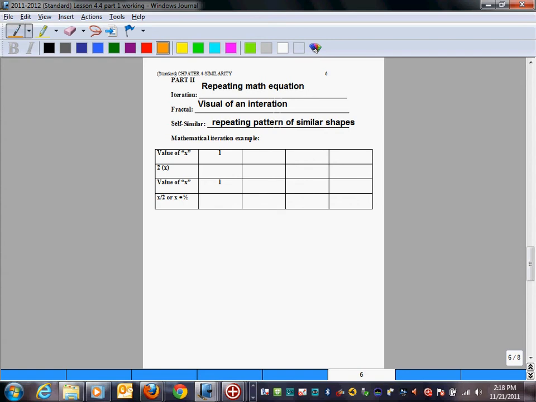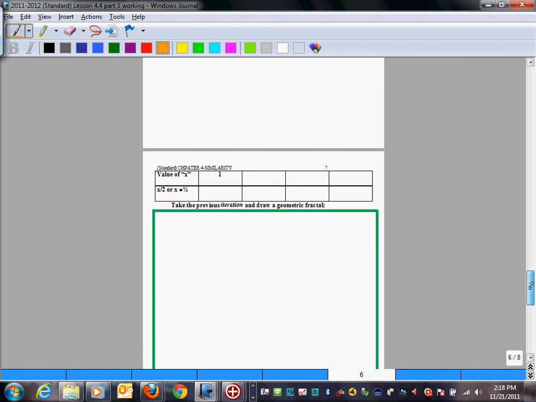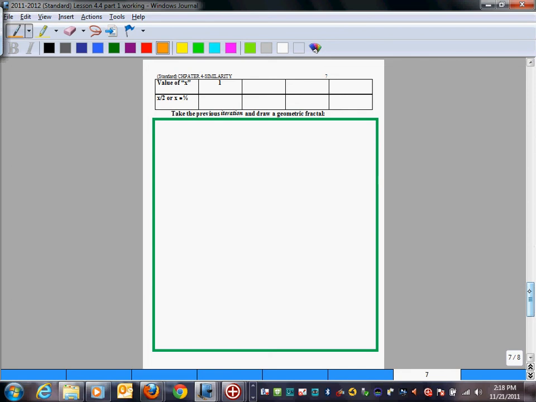So I'm going to give you an example of how an iteration and a fractal work together. Keep in mind what we're doing is math. It's pure 100% math. Okay, I'd like you to go to page 7. We're going to skip this section on page 6. Go straight to page 7, please. Look at the top here.